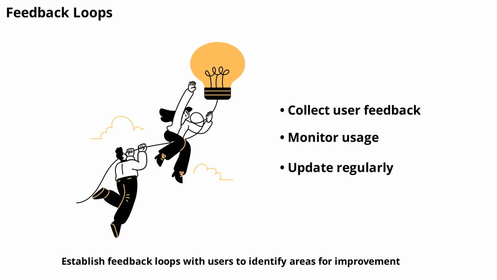Establish feedback loops with users to identify areas for improvement, collect suggestions, monitor usage patterns, and update the knowledge base regularly. This continuous improvement process helps sustain ROI and keeps the software aligned with your organization's needs.